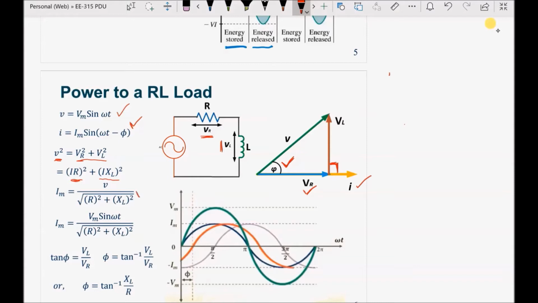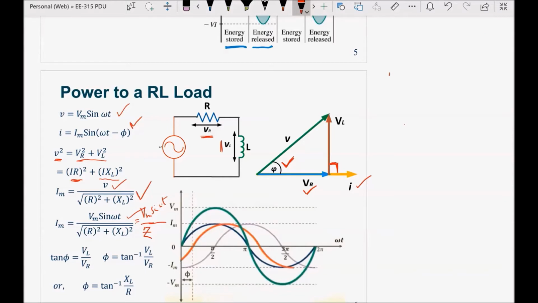So V by impedance, and if we substitute the value of V with Vm sin omega t, the final expression would look like this: Vm sin omega t by impedance, or this can be equal to Z, and Vm sin omega t. Okay, we know that.